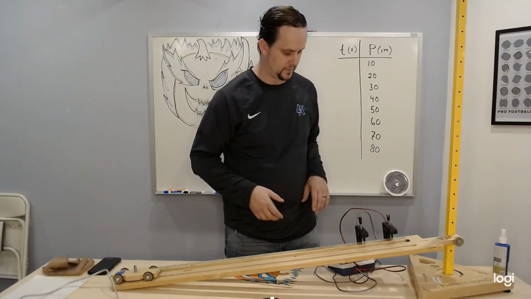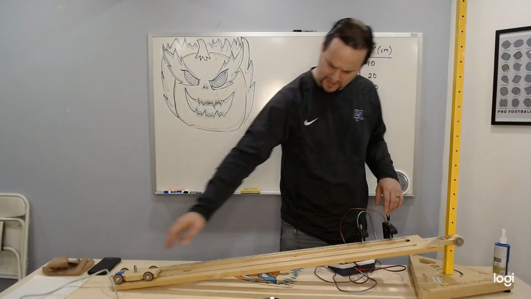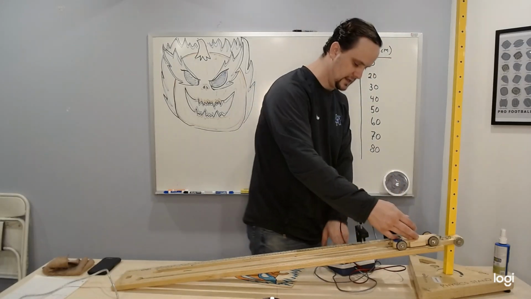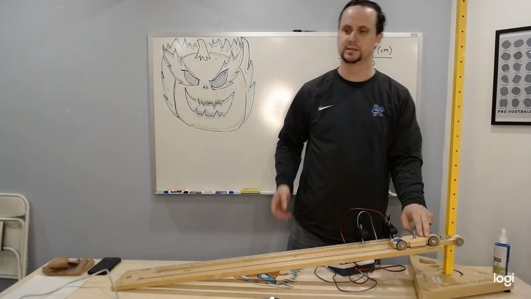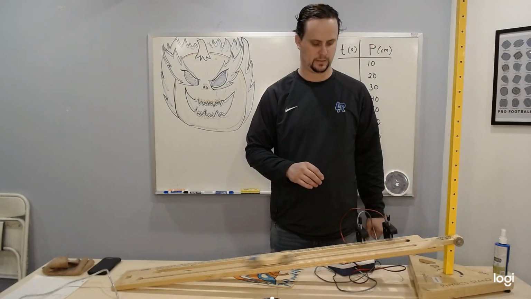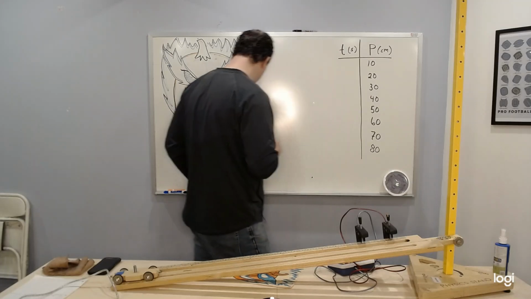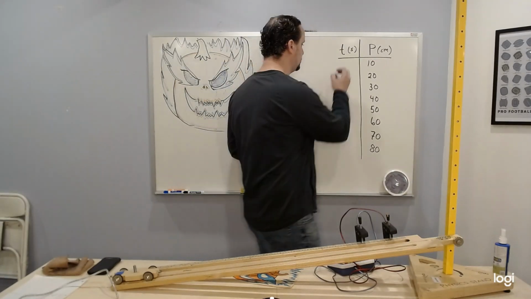Here we go. First one, I've got set at 10 centimeters, and we're going to see what that time is, and we'll fill it in. Here we go. Boom, so for 10 centimeters, I have 0.2691.